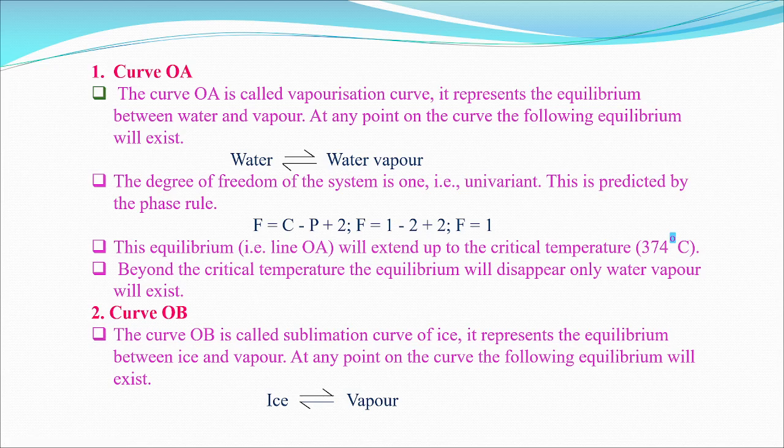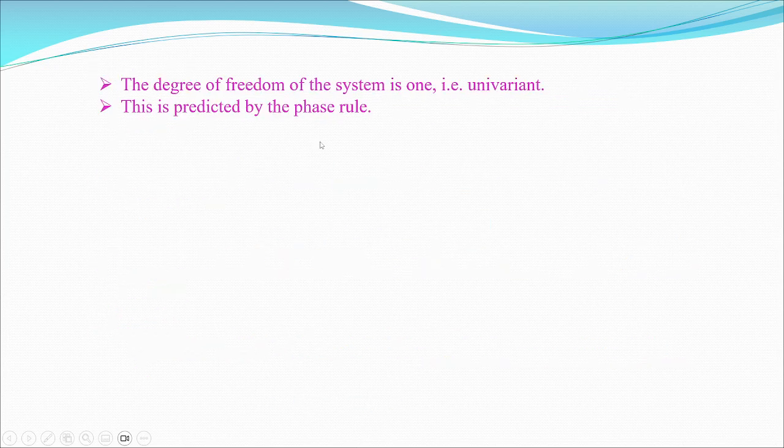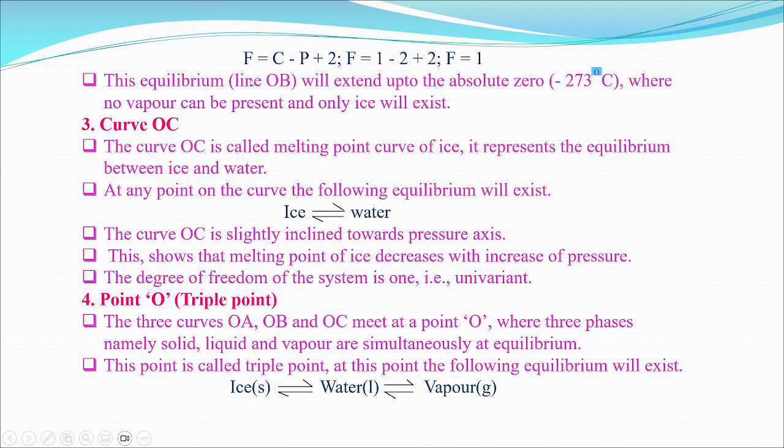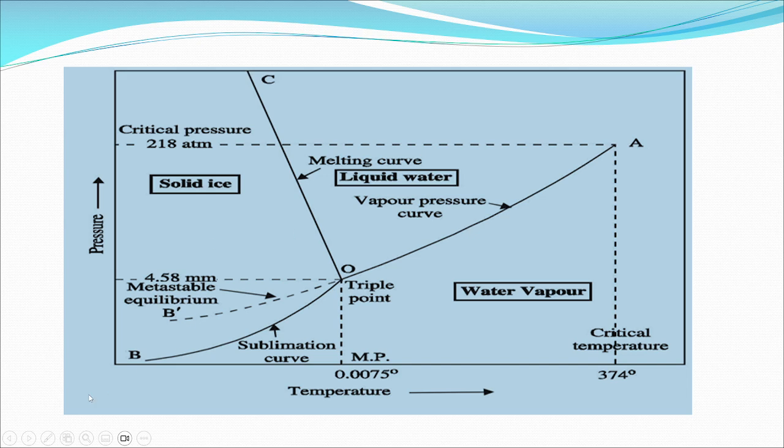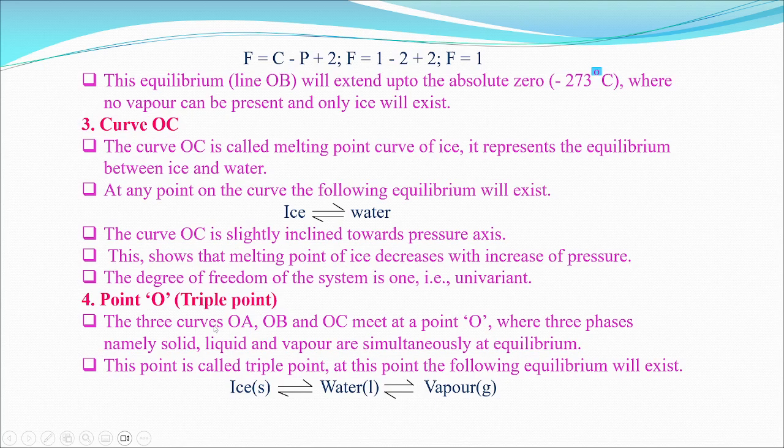The next curve is the sublimation curve. In this curve, ice and vapor exist in equilibrium. Here also the degree of freedom is 1, so this is also univariant. If we apply the phase rule F = C - P + 2, again we get a value of 1. This equilibrium will extend up to absolute zero, that is minus 273 degrees Celsius, where no vapor phase can exist, only ice will exist.